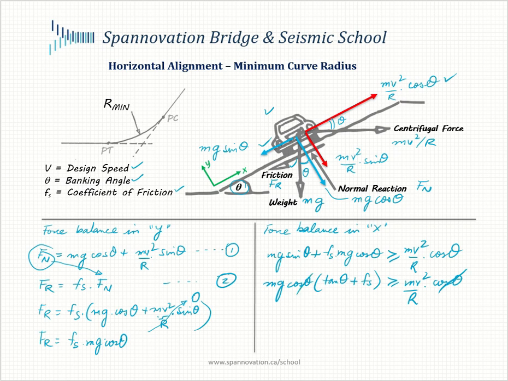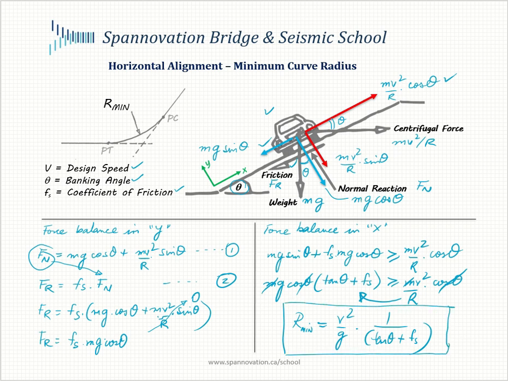We can cancel out cosine theta and the mass on either side. And if we take r to the left hand side and rearrange things to isolate r, we get r should be greater than or equal to v square over g, times 1 divided by tan theta plus Fs. And of course, if r has to be greater than or equal to that expression, we can also say that that is the minimum value of the radius of curvature as a function of the design speed, banking angle, and coefficient of friction.